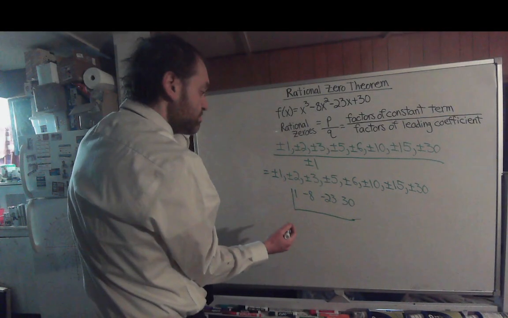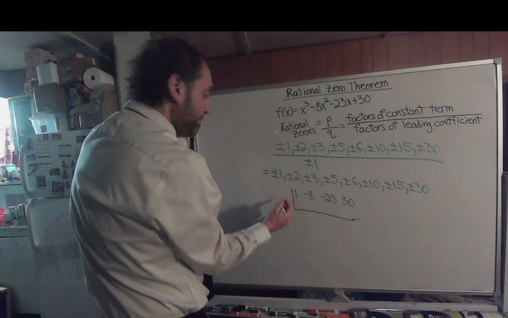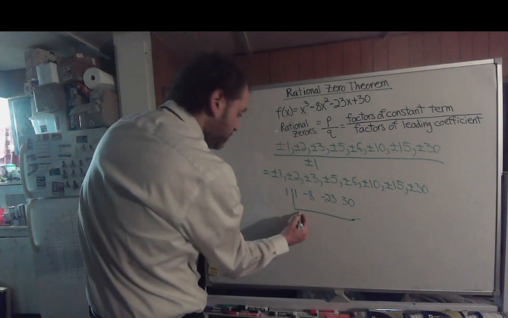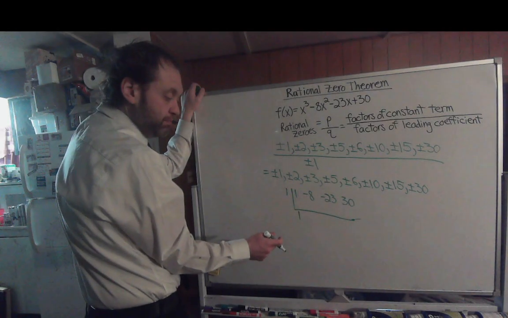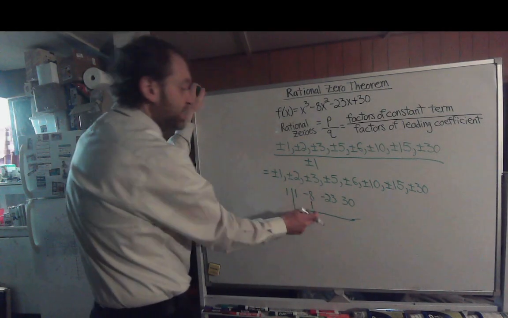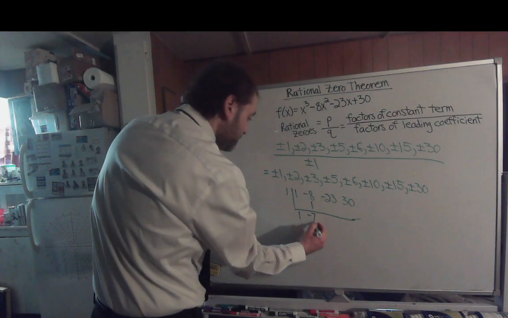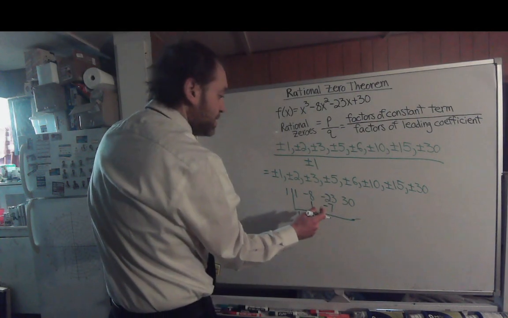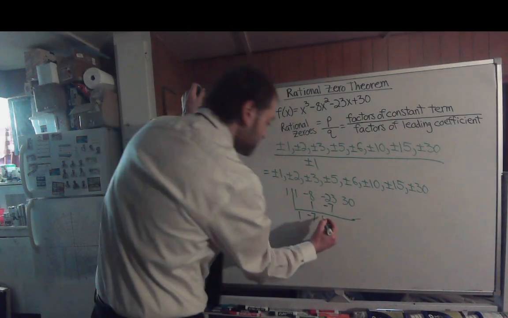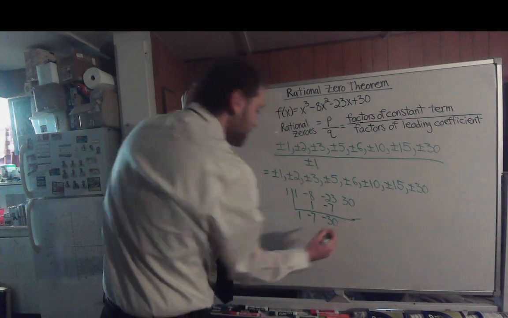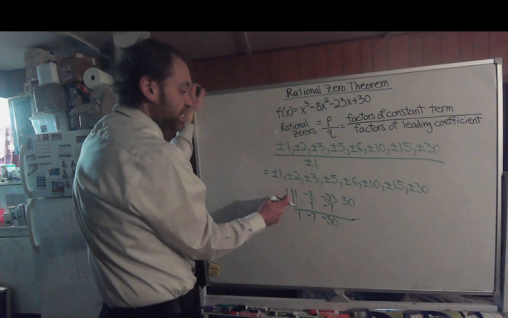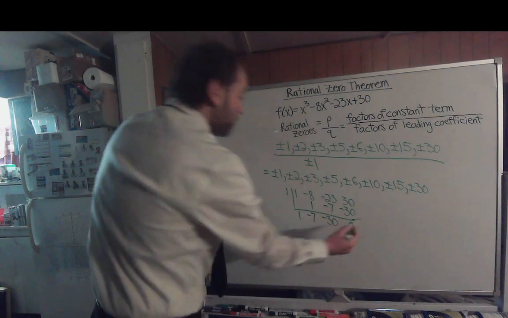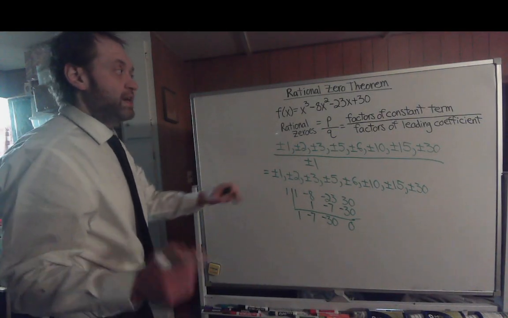So let's divide by a factor of 1. Let's do positive 1. So bring down your 1 here. 1 times 1 is what? That's 1. Negative 8 plus 1 is negative 7. 1 times negative 7 is negative 7. Well, negative 23 plus negative 7 is negative 30. And then 1 times negative 30 is negative 30, so 30 minus 30 is 0. Well, it turns out positive 1 is a factor.